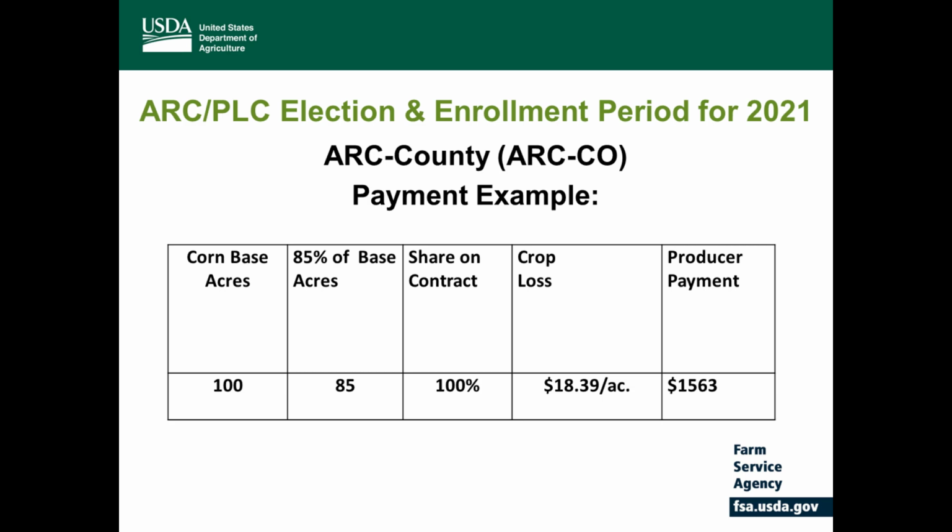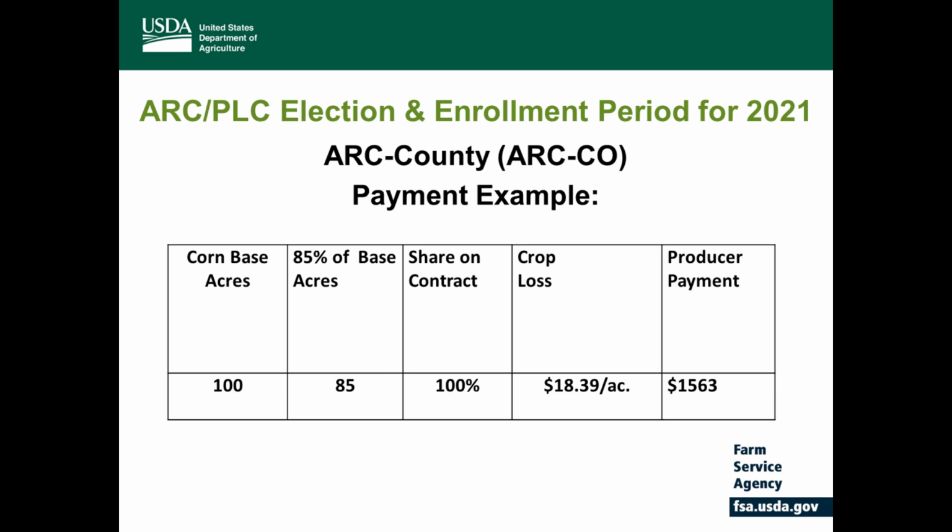So a quick payment example: this farm has corn base of 100 acres, times our 85% of the base gives us 85 acres of payment base acres, times the producer's share. For this example, the share is 100%, times the crop revenue loss would equal our producer's payment. If the producer in this example only had a 50% share because he share leases with the landowner, the payment reflected here then would need to be divided evenly between the landowner and the tenant.